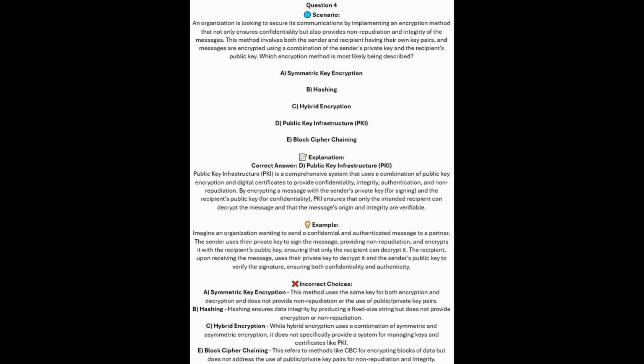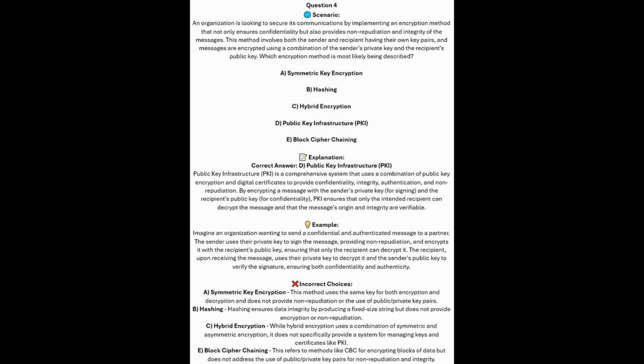Imagine an organization wanting to send a confidential and authenticated message to a partner. The sender uses the private key to sign the message, providing non-repudiation, and encrypts it with the recipient's public key, ensuring that only the recipient can decrypt it. The recipient, upon receiving the message, uses the private key to decrypt and the sender's public key to verify the signature, ensuring both confidentiality and authenticity.